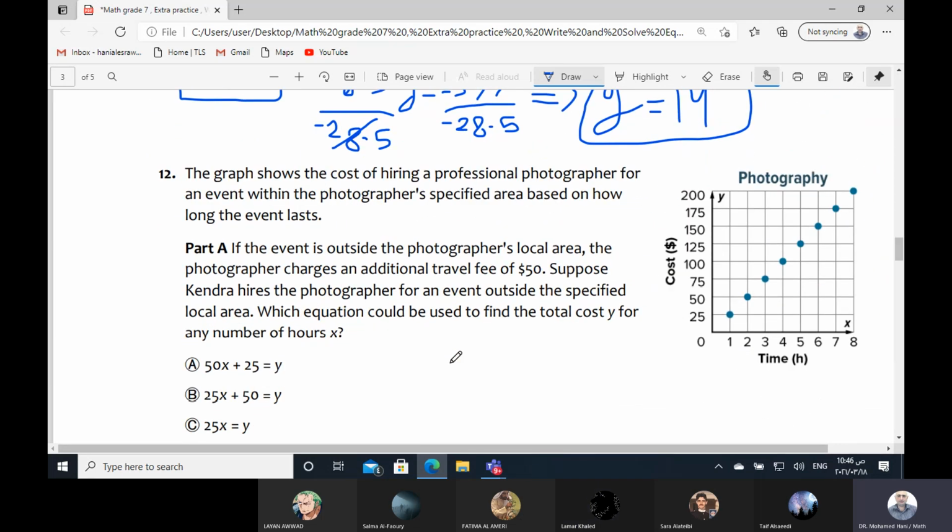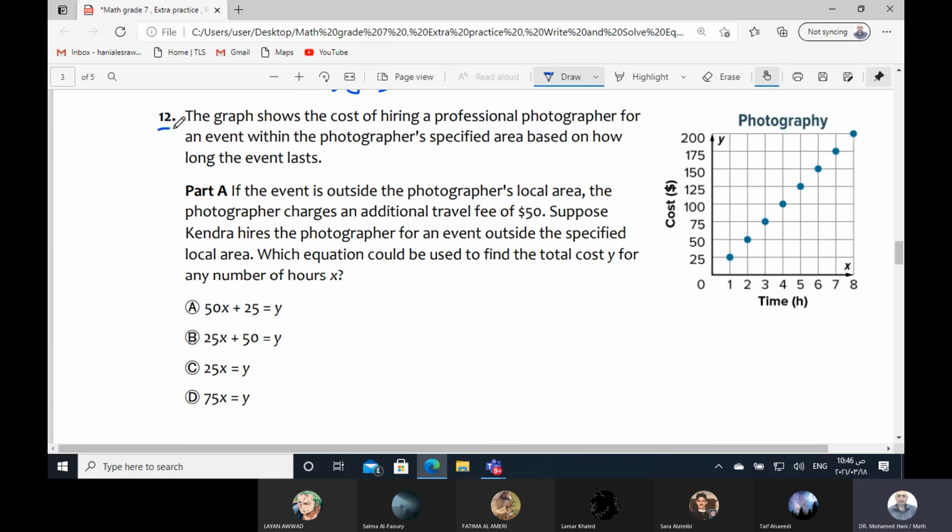Okay, who can read exercise number 12, please? Fatima, can you read it, please? The graph shows the cost of hiring a professional photographer for an event within the photographer's specified area based on how long the event lasts. Continue part A.